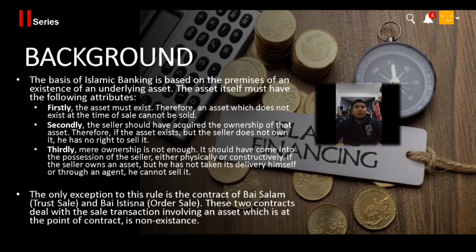Thirdly, mere ownership is not enough. It should have come into the possession of the seller, either physically or constructively. If the seller owns an asset but has not taken its delivery himself or through an agent, he cannot sell it. The only exceptions to this rule are the contract of Salam and Istisna, the order sale. These two contracts deal with sale transactions involving an asset which, at the point of contract, is non-existent.